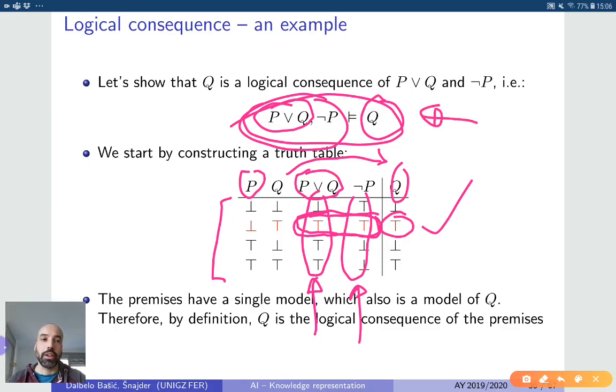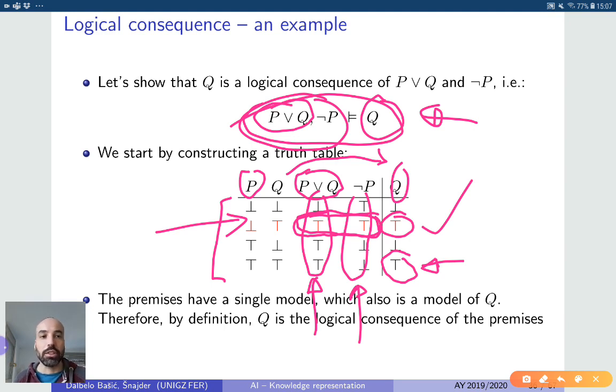Note here that we got 4 interpretations, but we only zoomed into this one interpretation that is the model for my premises. In this particular case, it was just one, but generally you can have more interpretations that are models for your premises. The other thing to note is that Q was true in some other interpretations as well, here, for example, in the last one, but we don't care, since this is not covered by the definition of a logical consequence.